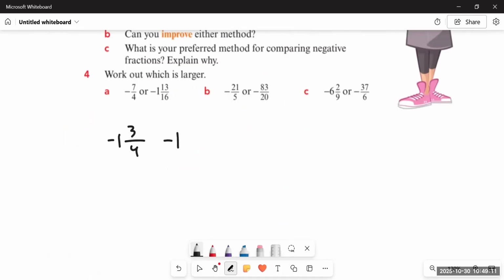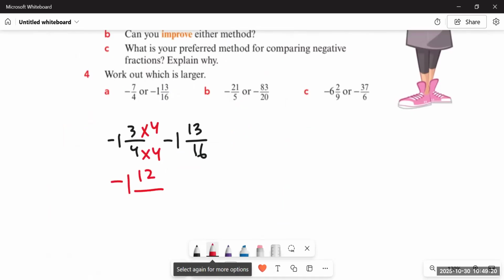Here we have minus 1 whole 13 over 16. So we can convert 4 into 16 easily. 4 multiplied by 4 is equal to 16. This one becomes minus 1 whole 12 over 16, and the other is minus 1 whole 13 over 16. So which one is greater, 12 or 13 in negative numbers? 12 is greater. So which one would be greater? Minus 7 over 4, right?